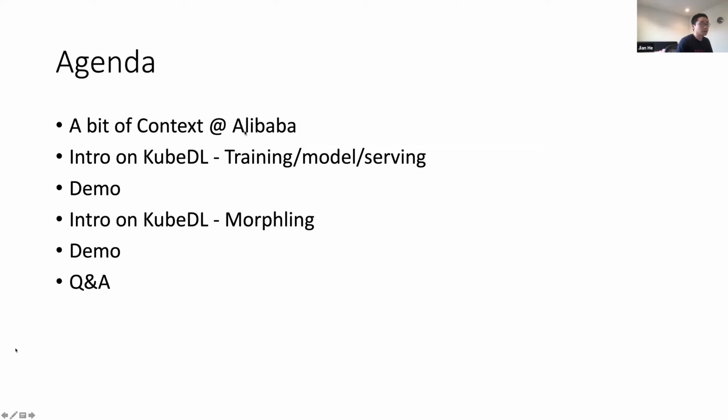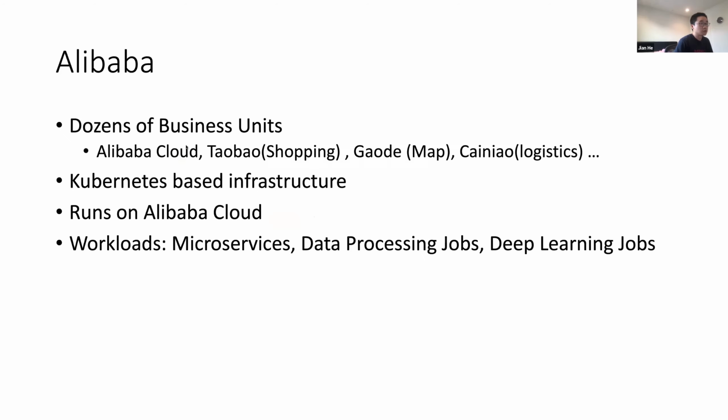So I'll talk a little bit about the context at Alibaba. We developed this project at Alibaba, and then my colleagues will do an introduction on the several different components of KubeDL and do a short demo on top of that. The context we have is that we are the platform team. Basically, we support all the business units across the company, including Taobao, the standard shopping website like Amazon.com, and mapping like Google Maps. We have the equivalent called Gaode and other equivalent sub-companies of Alibaba. So we are a very big organization. We are a big team and we support thousands of units and also thousands of users.